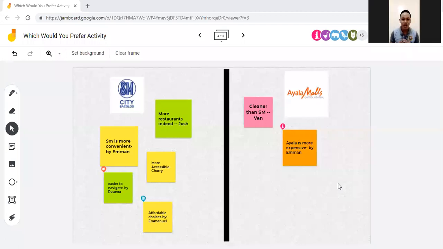Very good, Cherry. We also have an answer from Josh. Josh, can you share your idea why you chose SM? Okay, I will. Good morning, sir, by the way. So I chose SM because it's been there longer. So we're more used to it rather than Ayala Mall, which is relatively new.